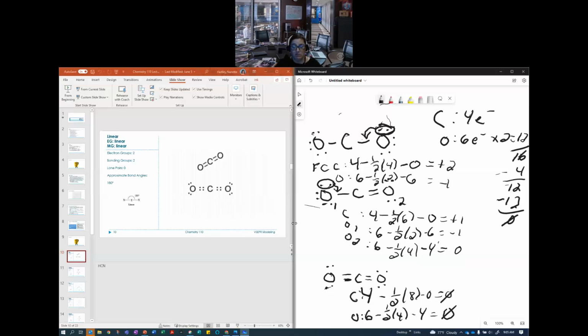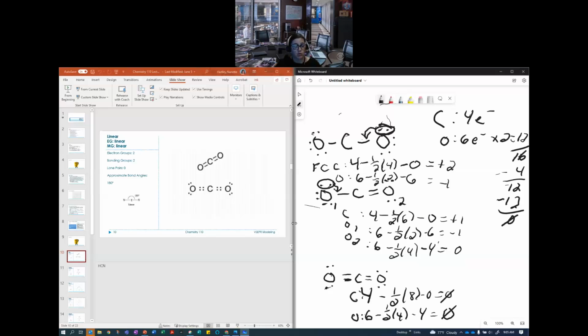Okay, so again, I have drawn my geometry. Carbon, 4 electrons, oxygen, each of them with 6 electrons, gives me a total of 16 that I need to distribute. I start with a bond between each of the carbon and the oxygens.